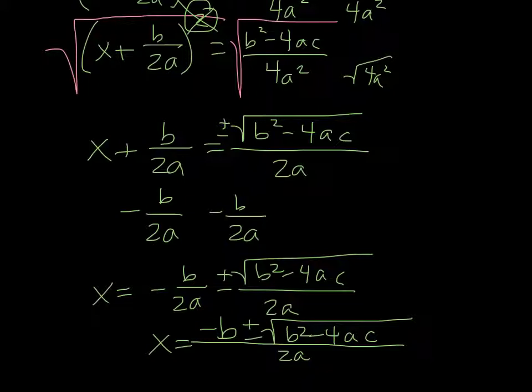I'm not going to sing the song by myself. You can sing it with me. You ready? Negative b plus or minus square root of b squared minus 4ac all over 2a. I was pretty much by myself, but thanks, guys.